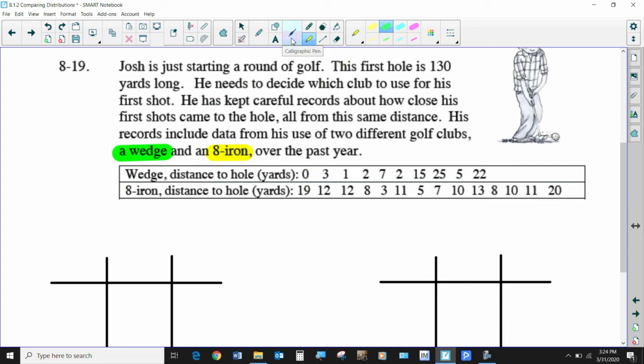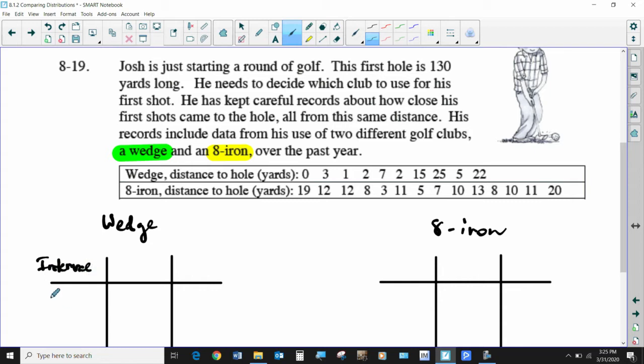Let's just go ahead and get started. So when we're using a frequency table, we're going to do one for the wedge. This will be for the wedge. And this one will be for the 8-iron. And I'm going to probably just break these down into the 3 categories. All of them that were in the 0 to 9 range, in the 10 to 19 range, and then the 20 to 29 range.